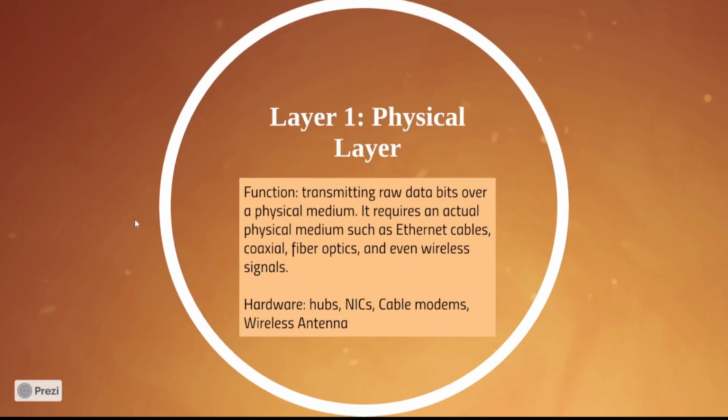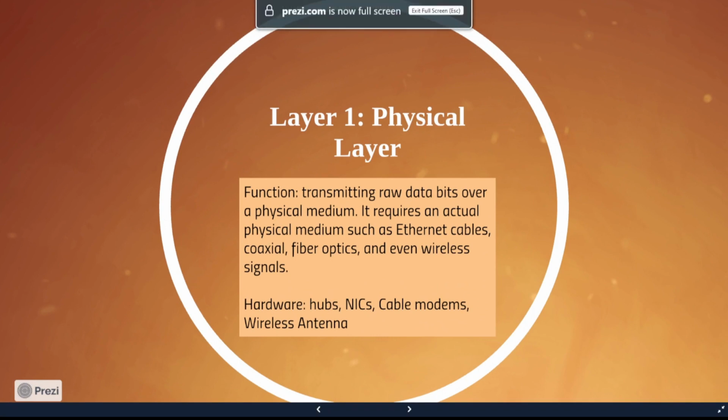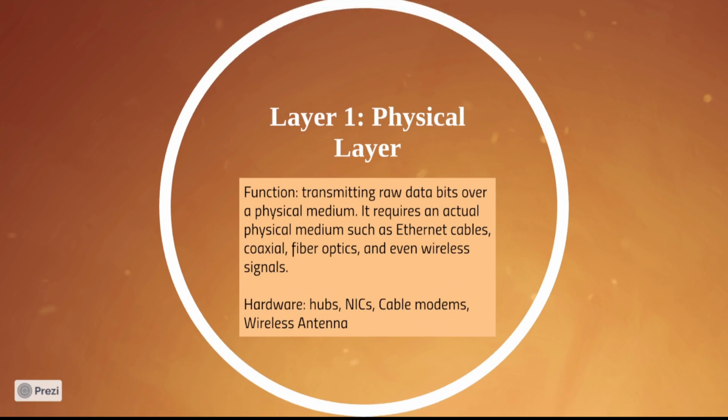Alright, moving right into it, we're going to go to the first layer, which is the physical layer. This will be the network interface cards on your computer. Could be a hub. Hubs aren't really used very much anymore, but those are small devices similar to a switch that just broadcast data through all their ports so that other computers can link together. Cable modems and wireless antennas. This is for transmitting raw data bits over a physical medium. It requires an actual physical medium such as Ethernet cables, coaxial cables, fiber optics, and even wireless signals.